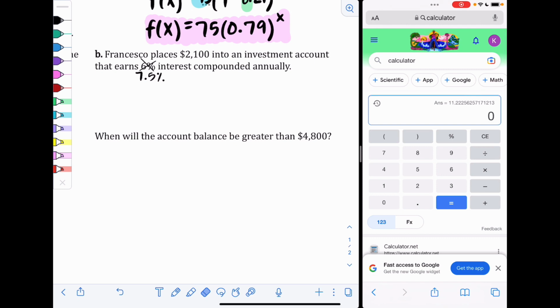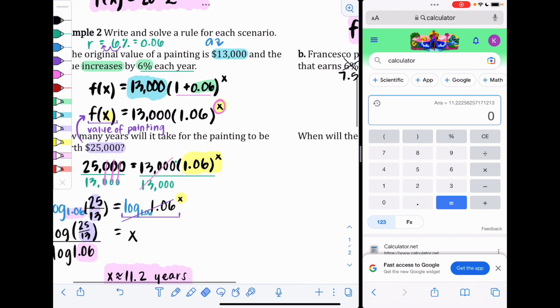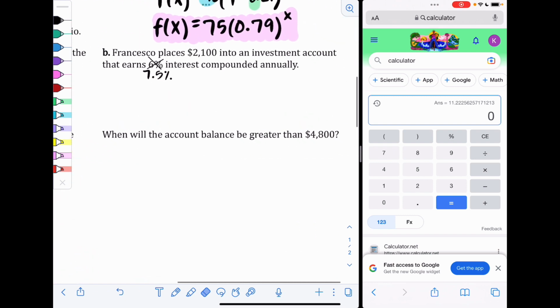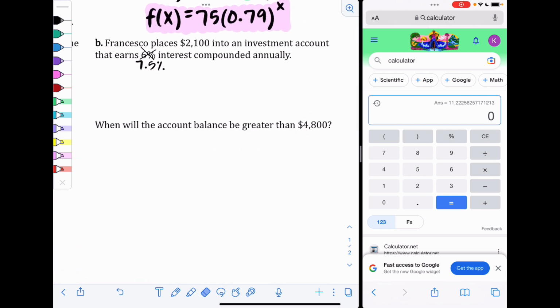Okay, so B, last problem. Francesco places $2,100 into an investment account that earns, I'm going to change this to 7.5% interest compounded annually. Sorry, I didn't realize that these were both 6%, so I feel like we need a different percent. So we're given a percentage in this problem, so I would recommend either using the exponential growth or the decay formula. To decide between the two, we have to determine whether that amount that he is investing is going to be increasing or decreasing.